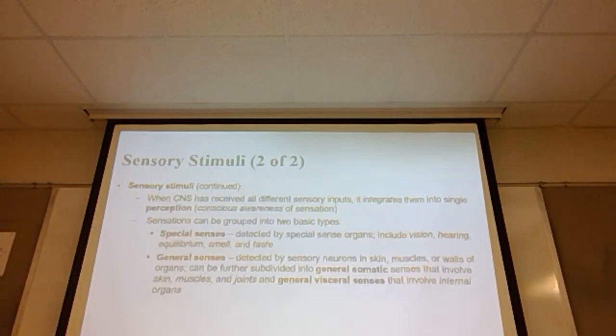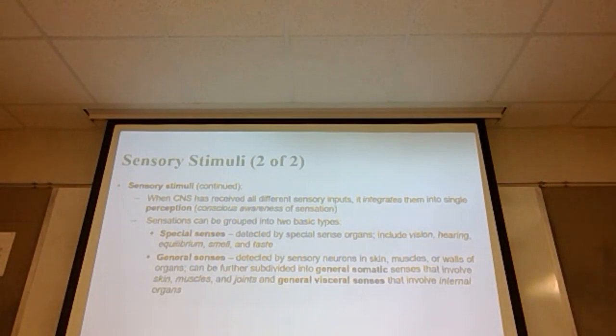When the central nervous system has received all of the different sensory inputs, it integrates them into a single perception. Perception is defined as the conscious awareness of the sensation. The sensations can be grouped into two basic types: the special senses and the general senses. The special senses are those detected by special sense organs, like vision, hearing, equilibrium, smell, and taste. We'll talk about those in chapter 15.